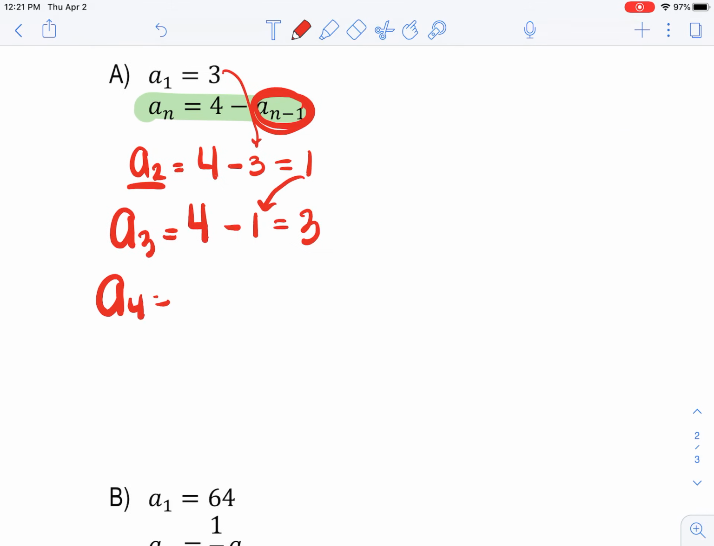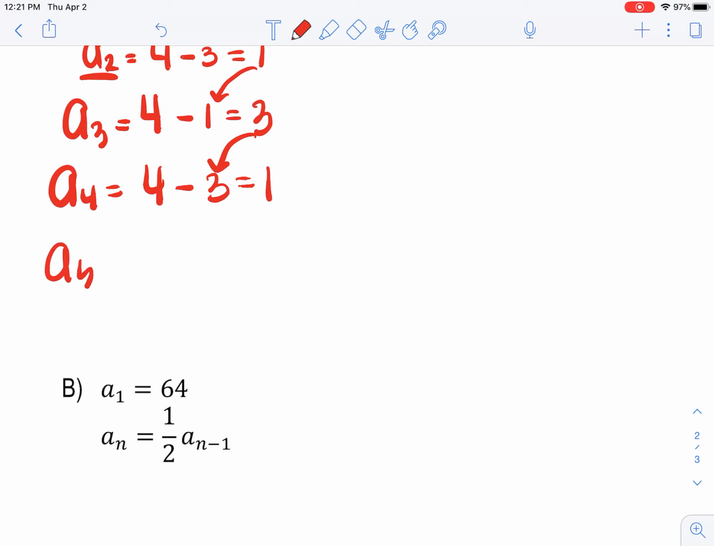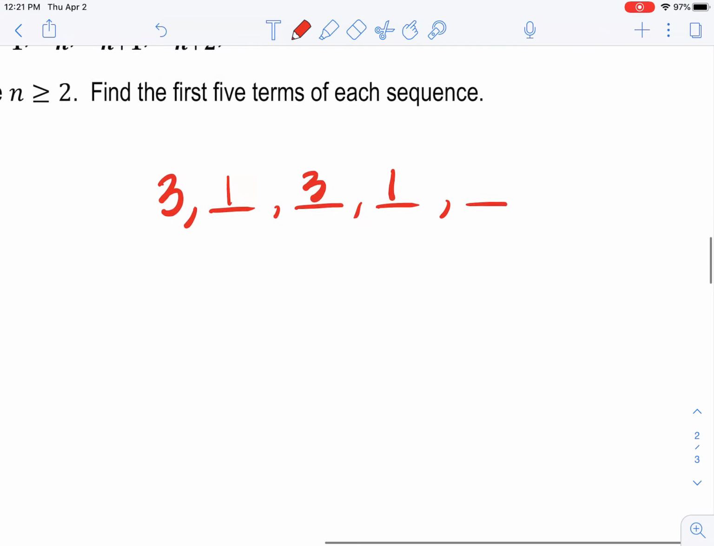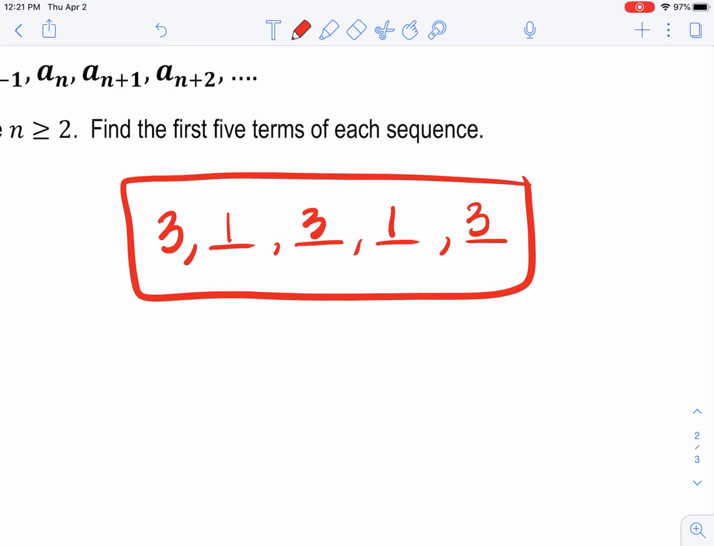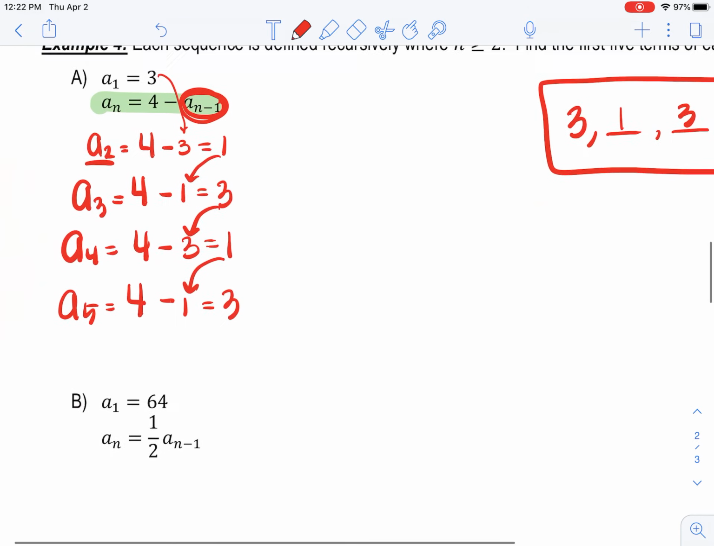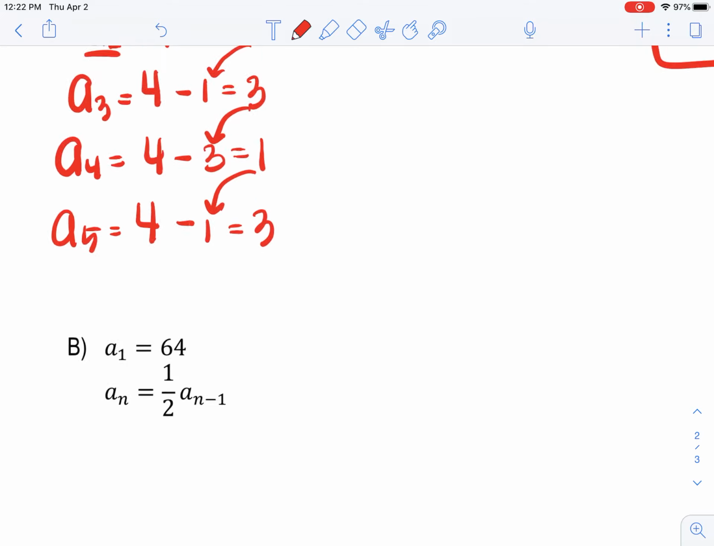To get my fourth term, I'm doing 4 minus the previous term, which is 3. So I get 1. To get my fifth term, 4 minus the previous term, which is 1, so I get 3. So there's my first 5 terms of my sequence. Once again, if you know how to read this in English, instead of looking at it as written as a mathematical equation, it makes it much easier.